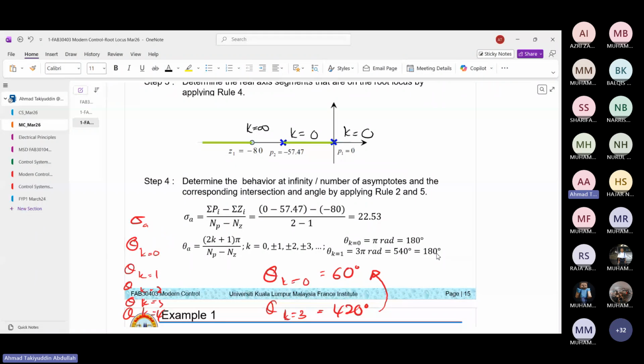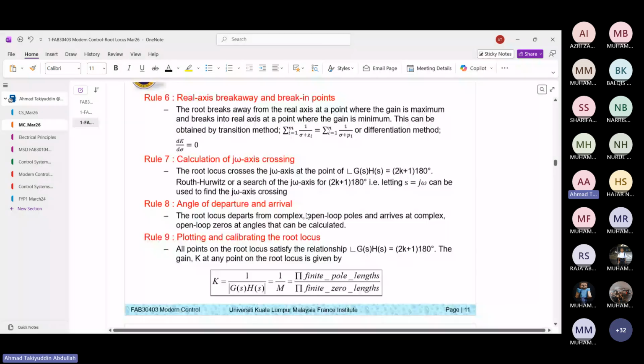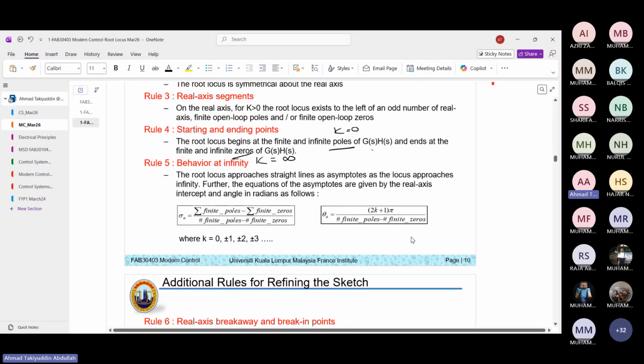Because k is always going to be in this formula that we have here. That's why I get back to the general rules that we have, where rule number 5 will be the implementation of this formula. And in the formula, you're going to have k with the consideration of k equals 0, plus or minus 1, up to plus or minus 2, plus or minus 3, and so on. Got it?